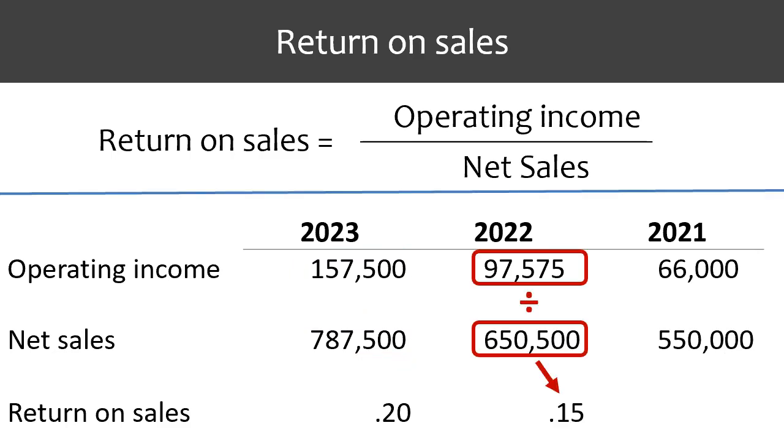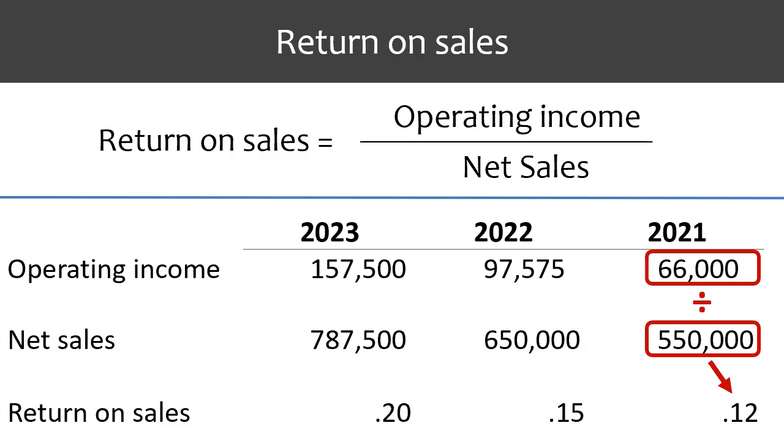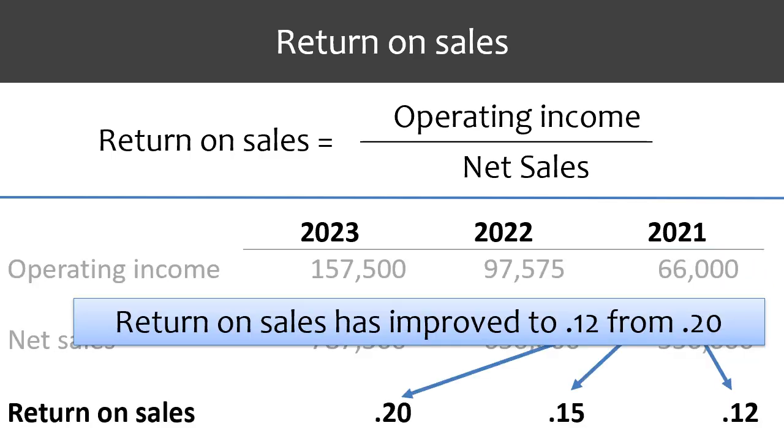For 1 year earlier, the return on sales ratio is 0.15, which is the operating income of $97,575 divided by net sales of $650,500. For the earliest year, the return on sales is 0.12 or 12%, which is calculated by dividing the operating income of $66,000 by the net sales of $550,000. Return on sales has steadily increased from 0.12 or 12% in the earliest year to 0.2 or 20% by the most recent year.